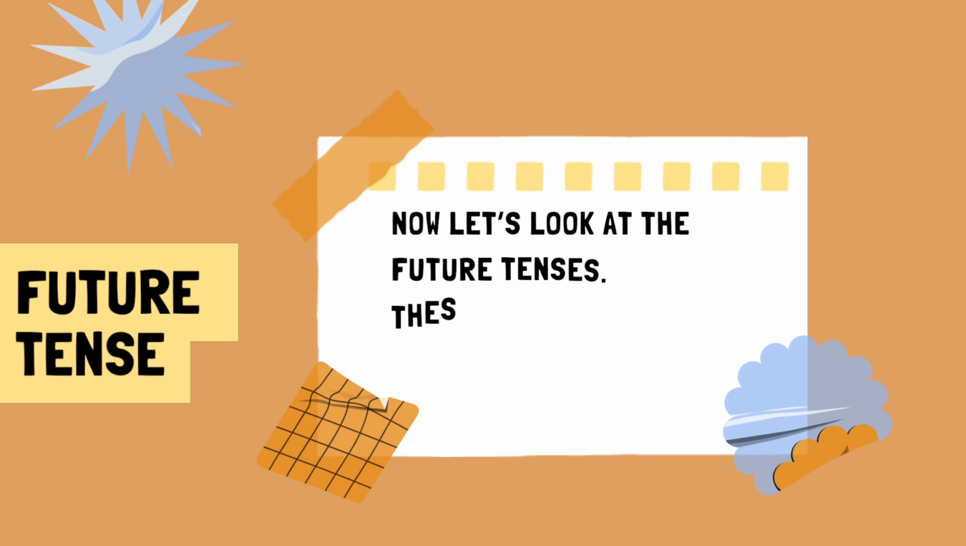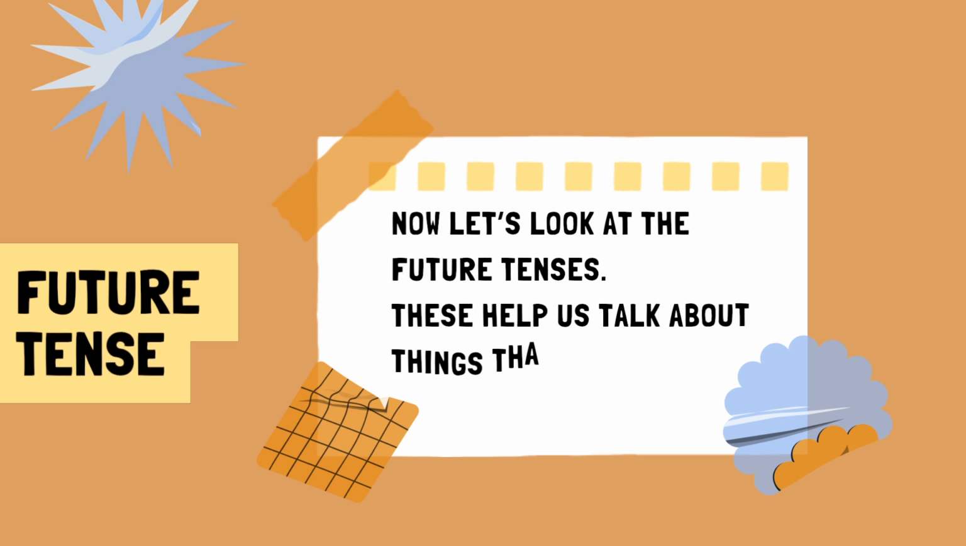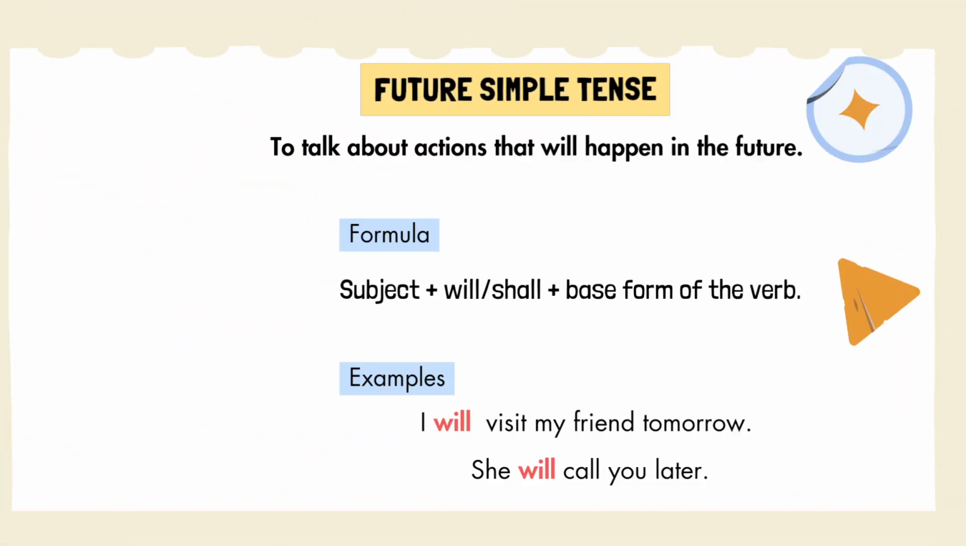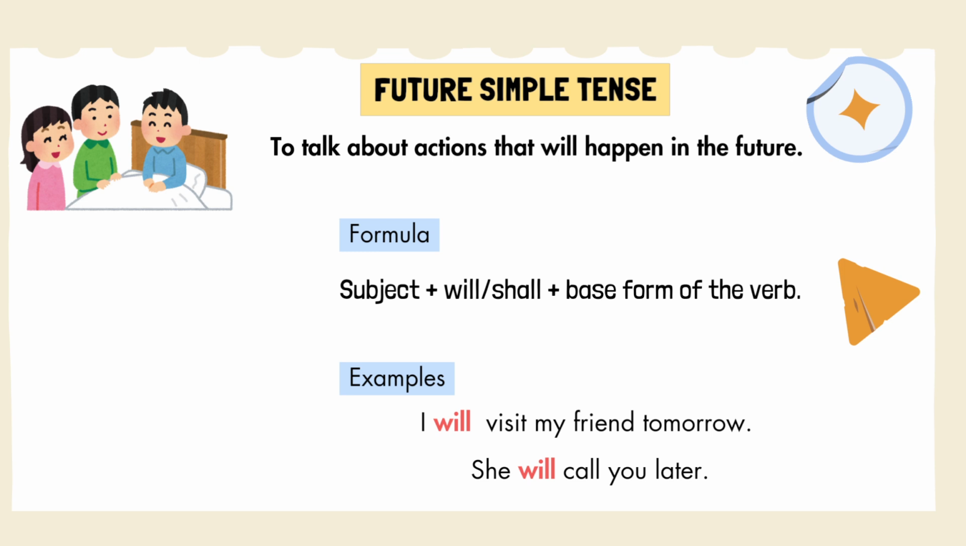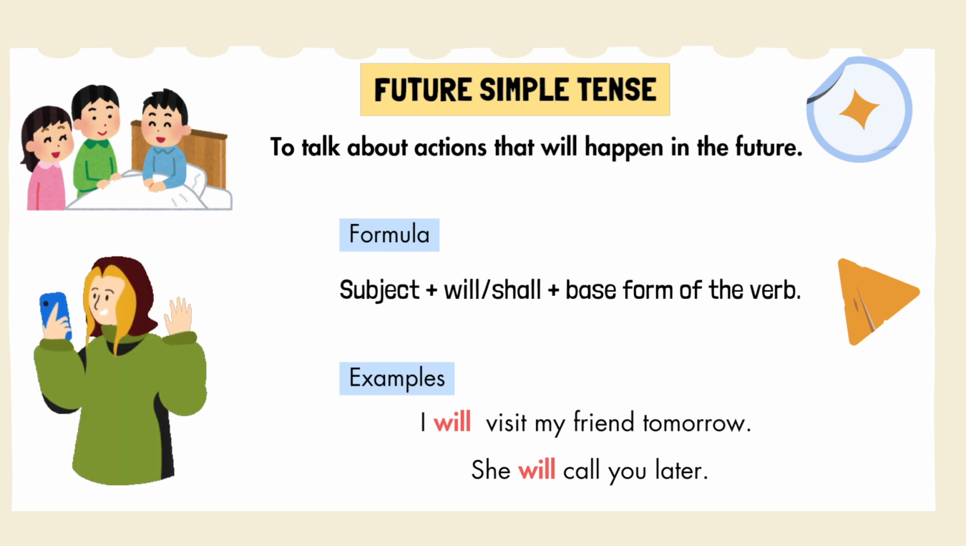Now let's look at the future tenses. These help us talk about things that will happen. First up, future simple. We use this to talk about things that will happen. The formula is subject plus will or shall plus base form of the verb. For example, I will visit my friend tomorrow. She will call you later. Just remember will plus the base verb.